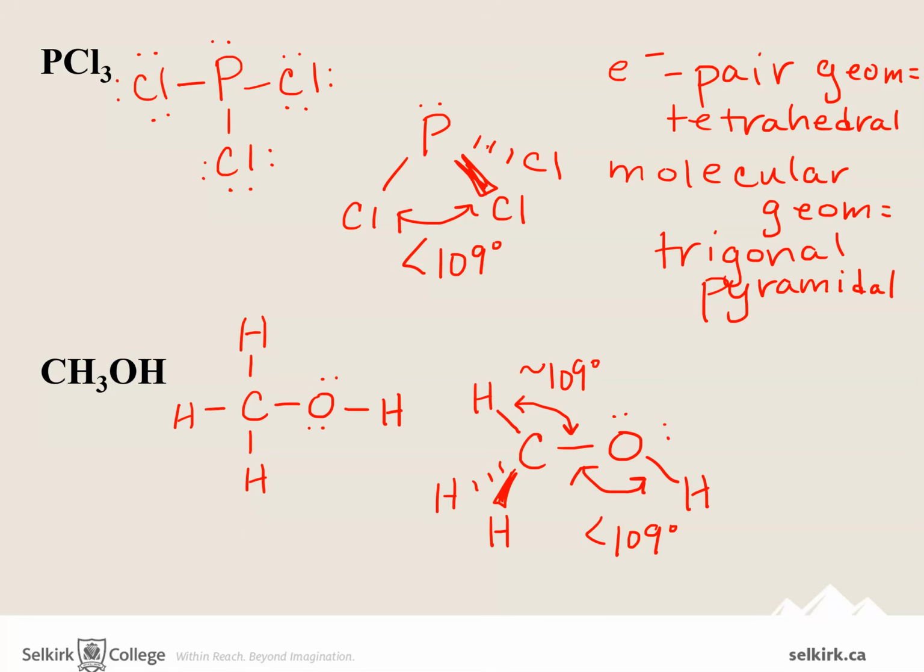Again, because there's more than one central atom, I can't name the geometry of the molecule as a whole. I would just say it's tetrahedral around the carbon, and the molecular geometry around the oxygen is bent.